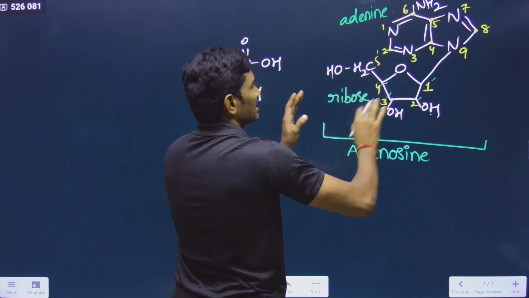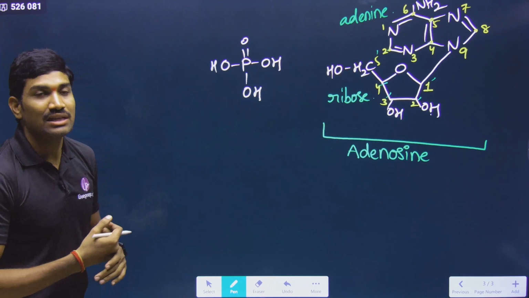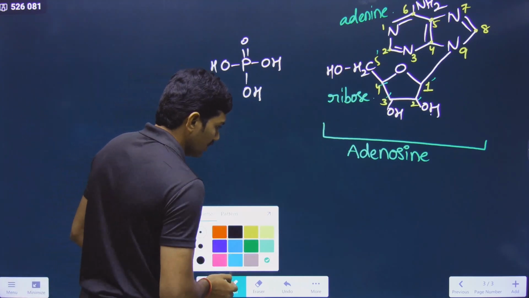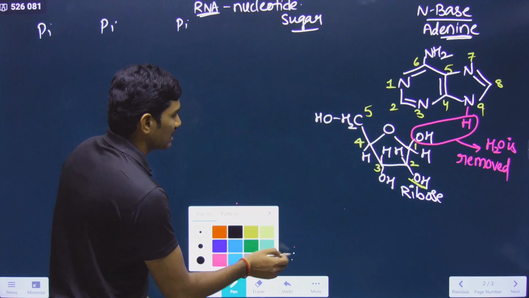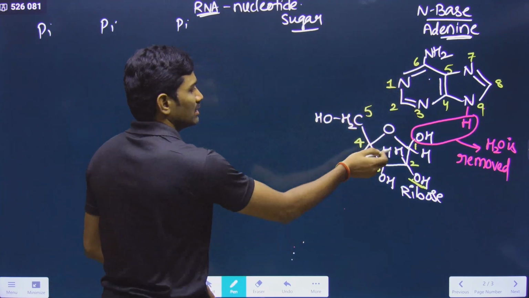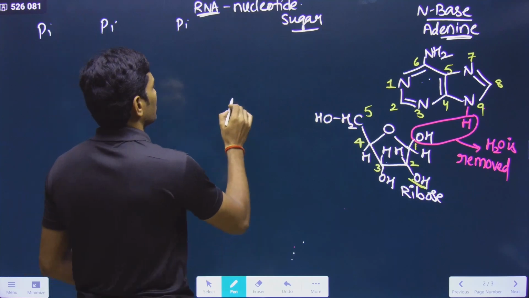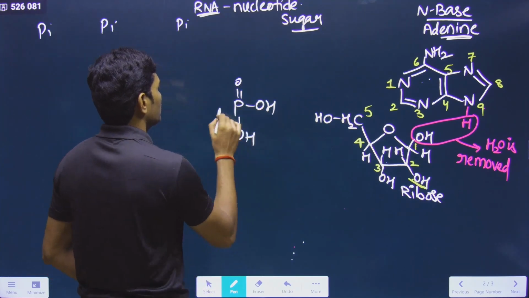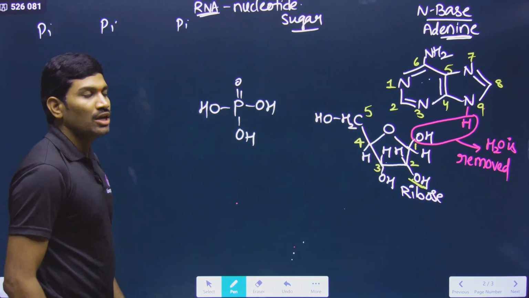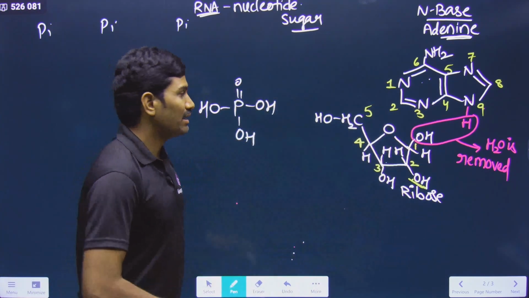So adenine plus ribose combinedly formed adenosine. To this adenosine, if a phosphate group is attached, then what happens? Observe this carefully. Now we need to add here. So the nitrogenous base adenine and ribose sugar are completed. And here we need to write this phosphate group: P double bond OH, OH and OH. Now this phosphate group should be attached to this. And how exactly will it attach?